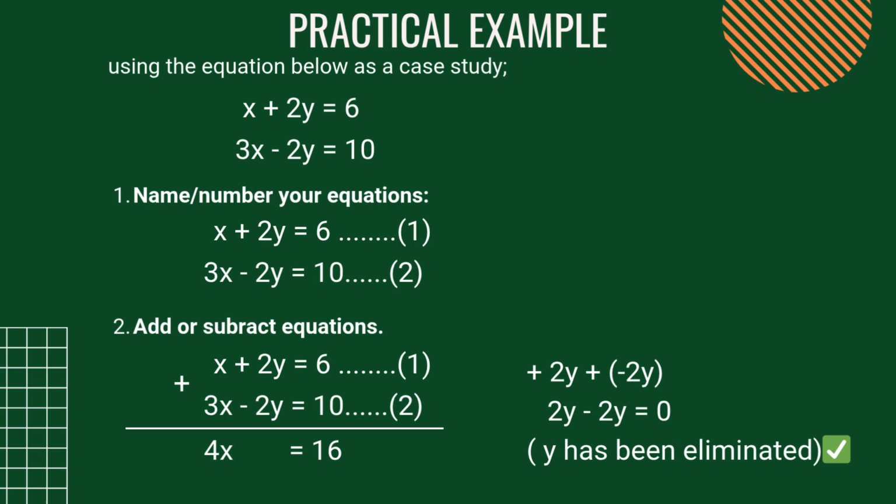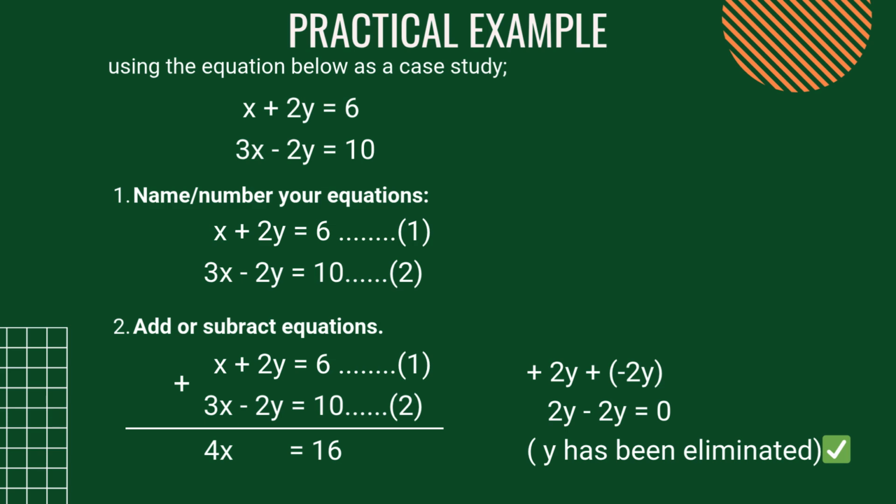Now, let's take a practical example. We have x plus 2y equals 6 and 3x minus 2y equals 10. The first step is to number your equations. So we call the first one equation 1, and we call the second one equation 2, and that's all for step 1. Step 2 is to add or subtract the equations. Whether you're adding or subtracting solely depends on how your equations actually come out. So it's left to you to observe the equations and decide which you are to do.